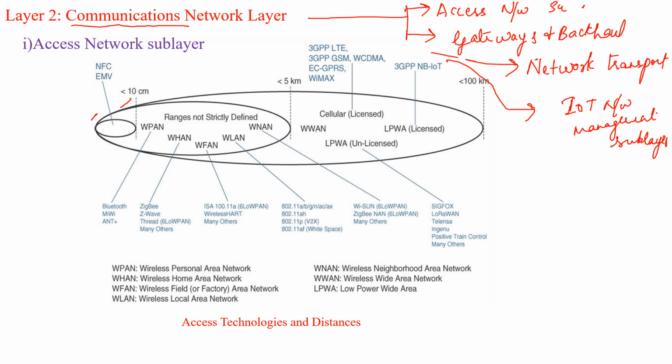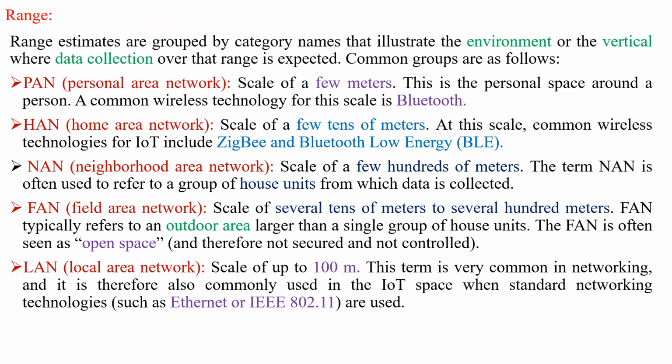Whereas for less than 5 kilometers, you have wireless personal area network, wireless home area network, wireless field area network and wireless local area network. Whereas between 5 kilometers and less than 100 kilometers, you will have wireless wide area network and low power wide area network, cellular, both licensed and unlicensed. So these are some of the examples. Okay, so that is the access network sublayer.